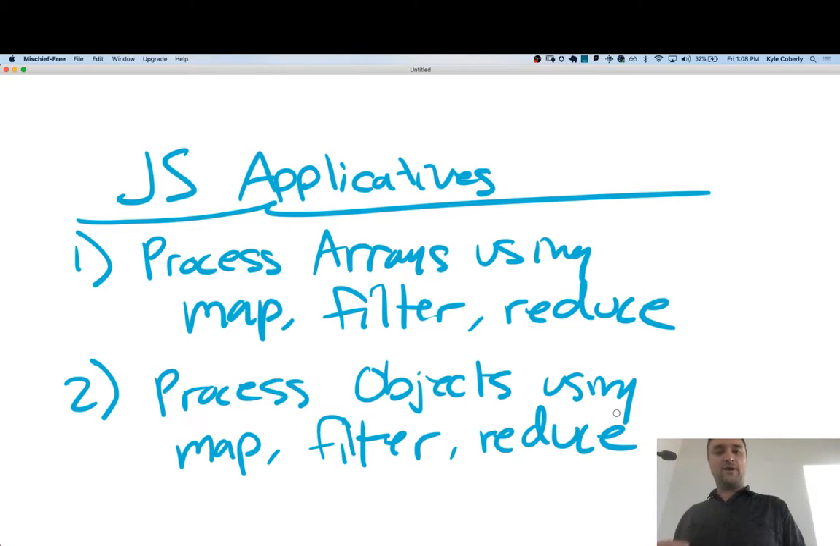All right, hello everybody. We're going to talk about JavaScript applicatives. By the end of this lesson, you should be able to process arrays using map, filter, and reduce, and process objects using map, filter, and reduce. We've been doing a lot of for in and for of lately, and these are good skills to have. But that map, filter, and reduce life that we came to love so much in Mod 1, guess what? We can do the same thing in DribbleScript.